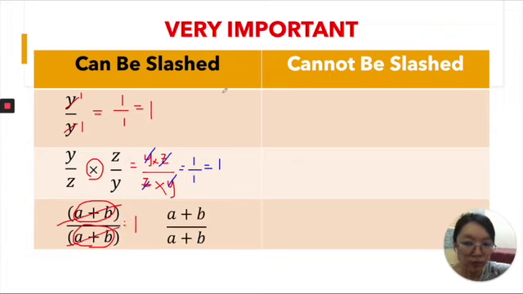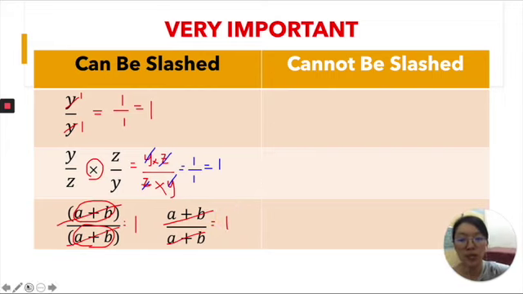What if there is no bracket? Can I still slash them off? Yes, you can. But you can only slash them off by slashing the whole thing, a + b together, a + b together. 1 divided by 1, you'll get 1.